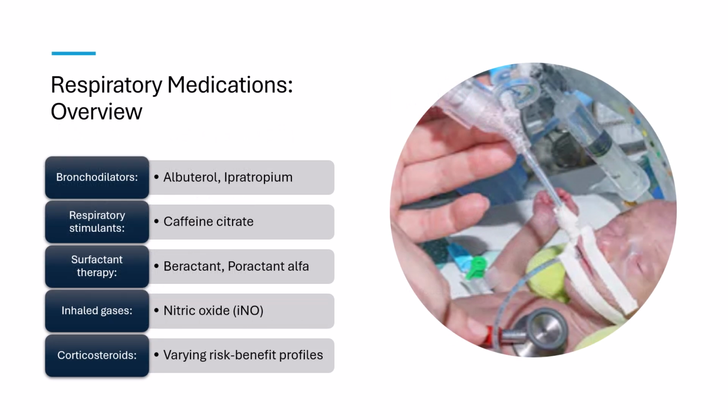Respiratory medications make up another important category for the exam. You'll need to know bronchodilators like albuterol and ipratropium, though they're used less commonly in neonates than older children. Respiratory stimulants, particularly caffeine citrate for apnea of prematurity, are highly testable.